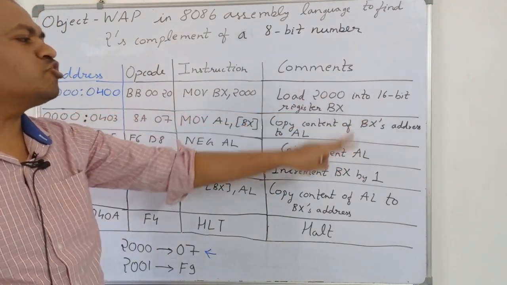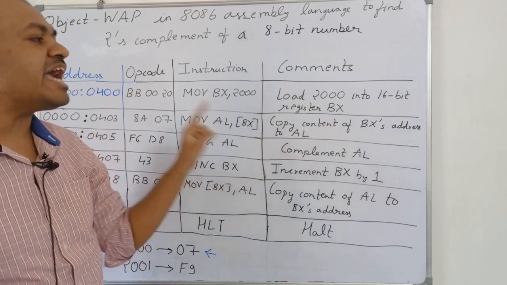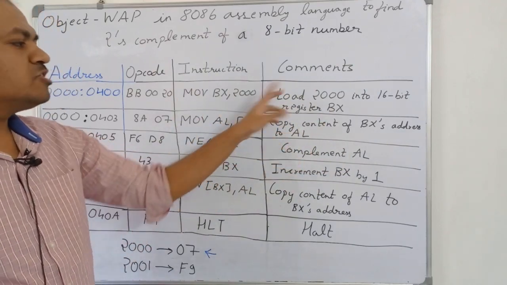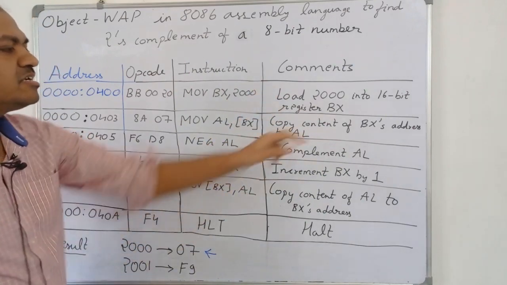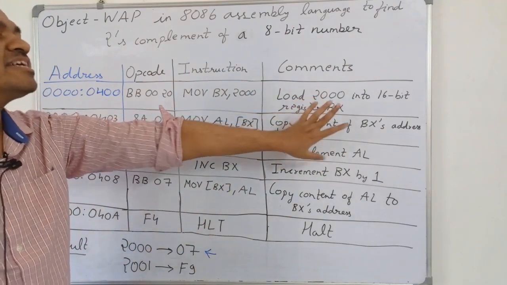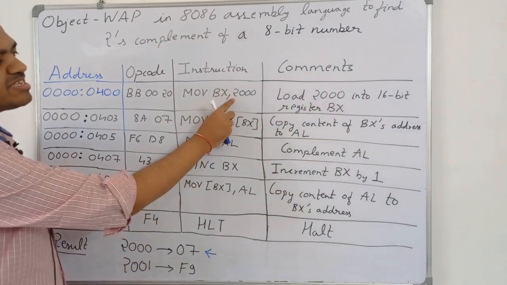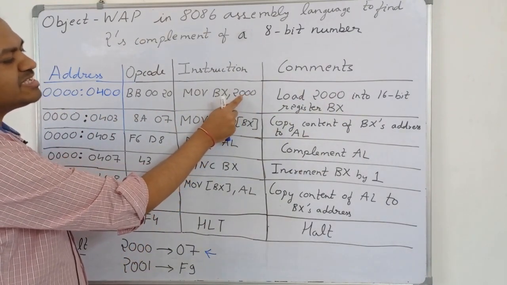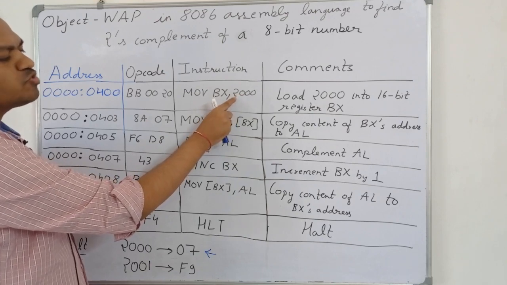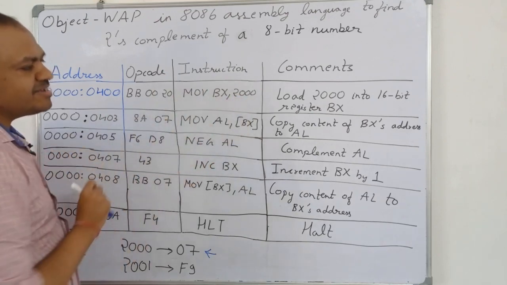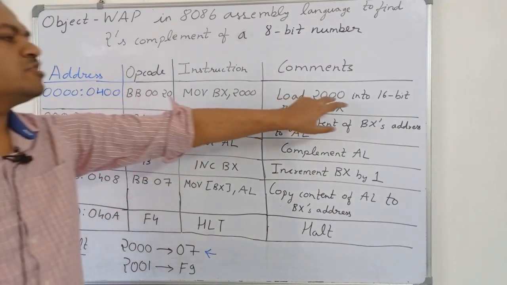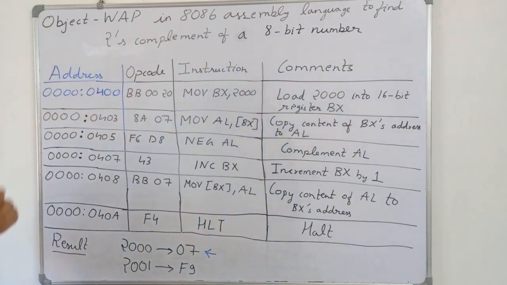It is divided into two parts, BL and BH. BL will be 8-bit and BH will be 8-bit. Both will be combined to give BX. So BX is a 16-bit register, and obviously this is a 16-bit number. This 0 is 4-bit, this 0 is 4-bit, this 0 is 4-bit, and this 2 is 4-bit. So total 16-bit data. We have loaded 2000 into the 16-bit register BX.